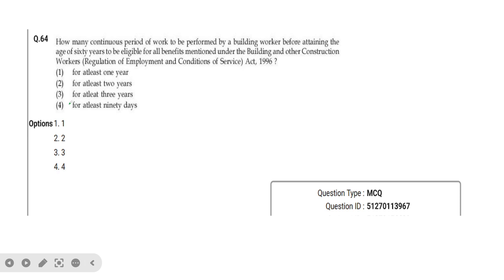Question number 64: how long a continuous period of work is to be performed by a building worker before attaining the age of 60 years to be eligible for all benefits mentioned under the Building and Other Construction Workers Regulation of Employment and Conditions of Service Act of 1996? For at least 1 year, for at least 2 years, for at least 3 years, for at least 90 days. So the answer is option 3, that is for at least 3 years. Continuous period of work to be performed.